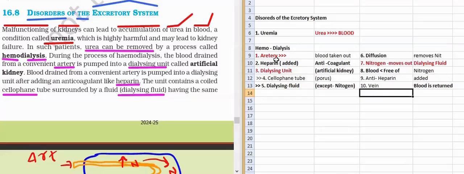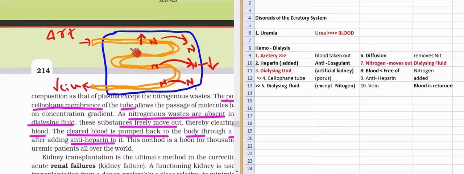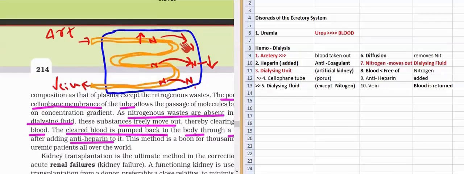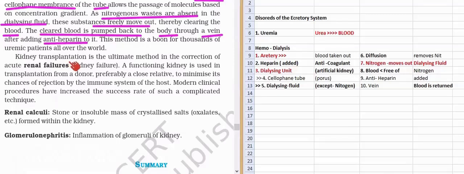Simple. So these 10 steps you have to remember. That's very easy. Hope you understood. This is just high concentration to low concentration. Next is the kidney transplant, which is the ultimate method in the correction of acute renal failures, that is, in kidney failures.